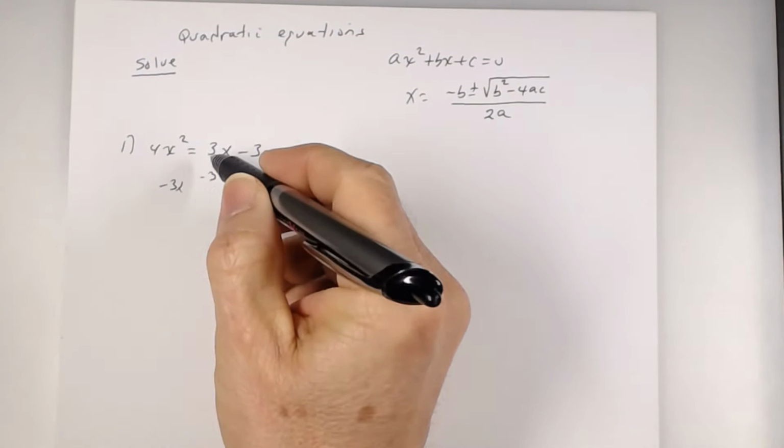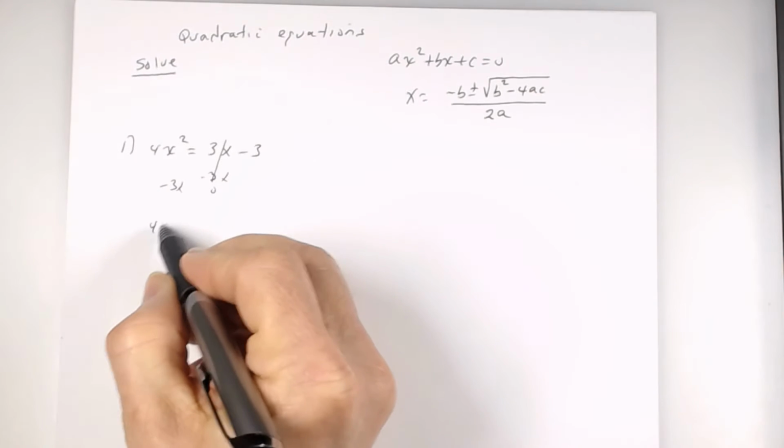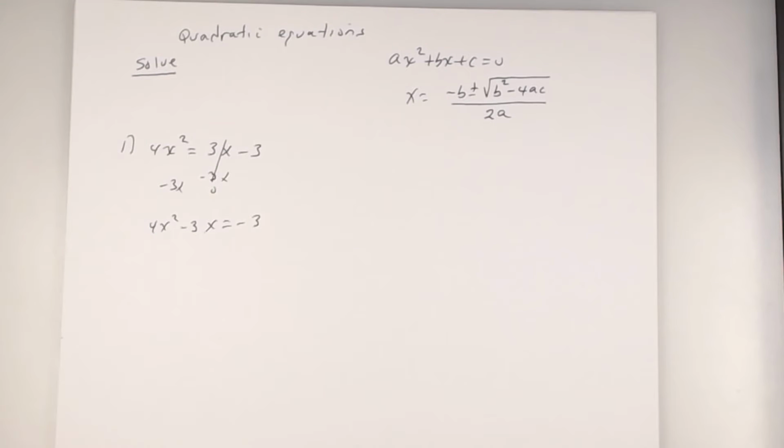And so 3x minus 3x is 0. That's basically what you would be doing. And so you get 4x squared minus 3x equal negative 3. So that's a process. That's why the sign changes. But we don't do all that because you have enough experience to know that when you bring terms to the other side of the equation, the sign changes.